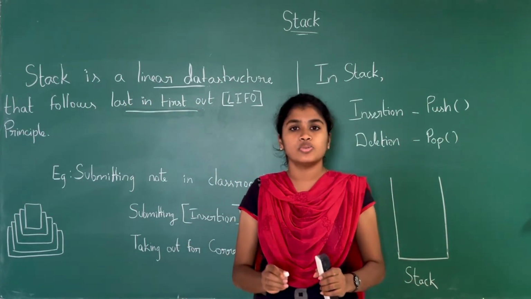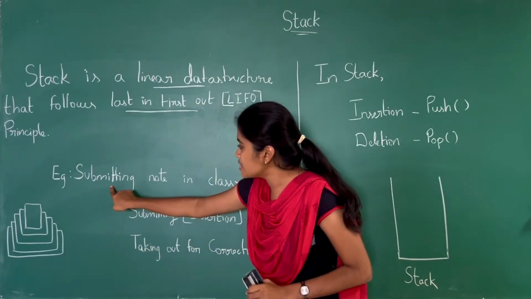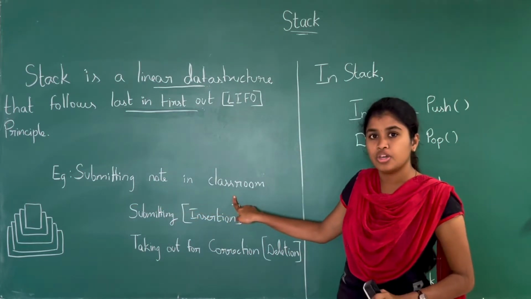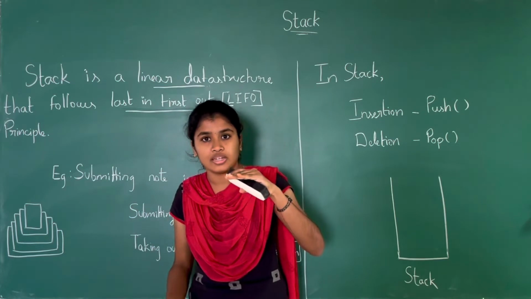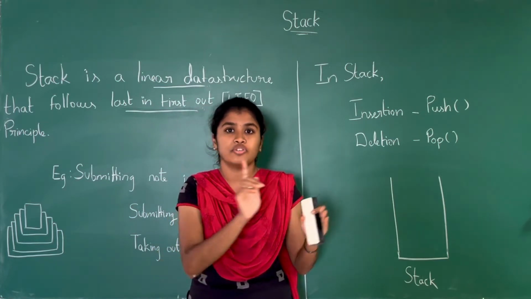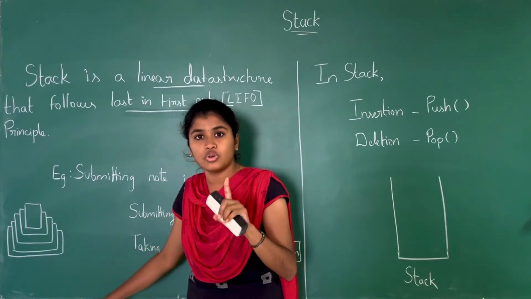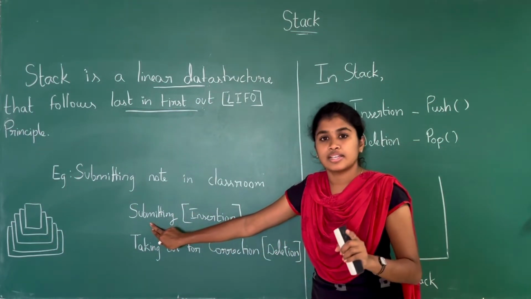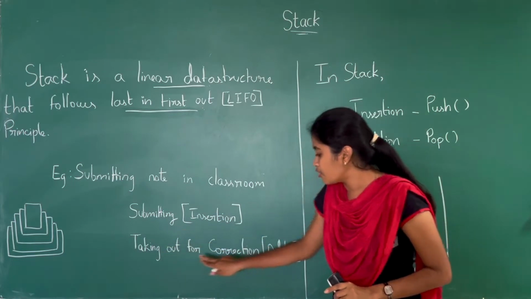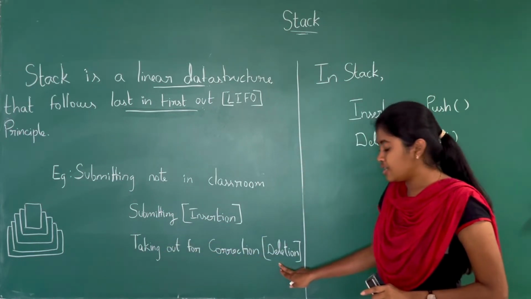Let us look into this with an example. The example is submitting note in classroom. Usually the last submitted note will be on the top of the list and this will be taken out first for the correction. That is, this will be the first note which is taken for correction. So, the submitting is considered as an insertion operation and taking out for correction is considered as a deletion operation.